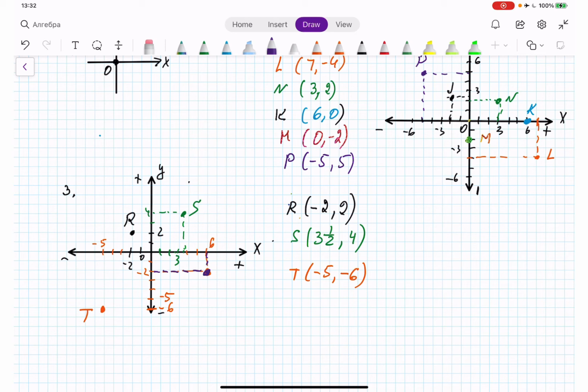Okay, letter V. Our letter V is x is 6, y is negative 2.